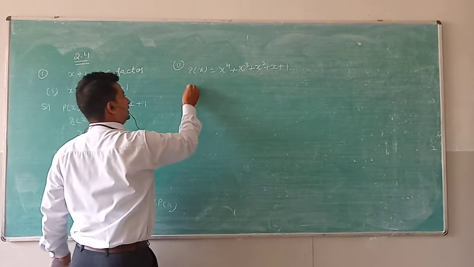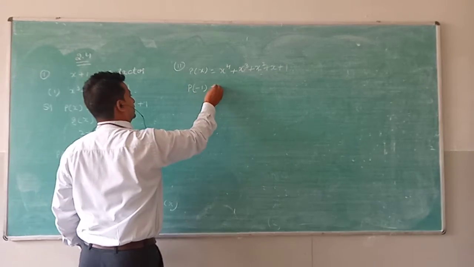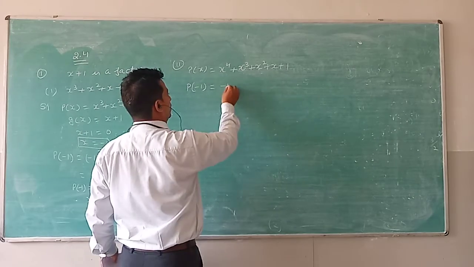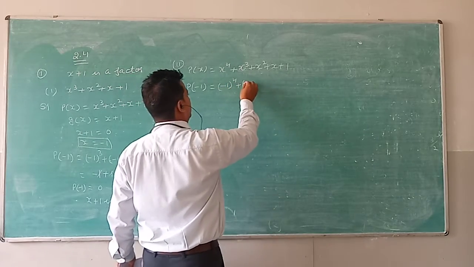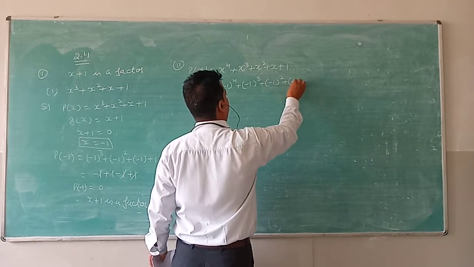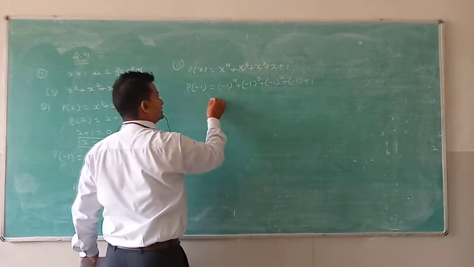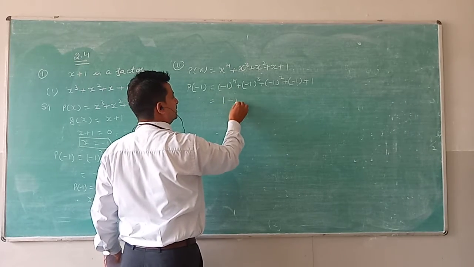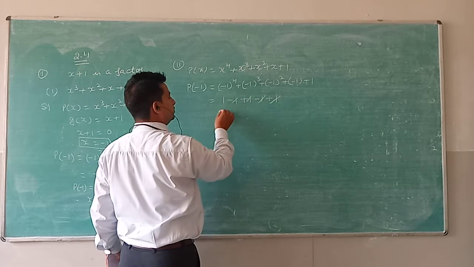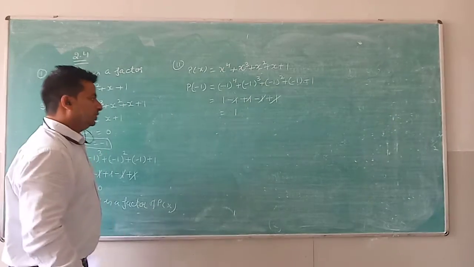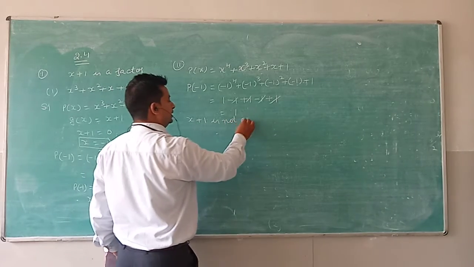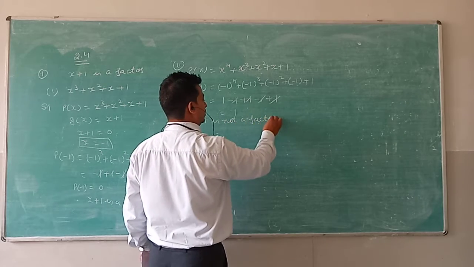In the second question, the polynomial p(x) is x power 4 plus x cube plus x square plus x plus 1. Here we check whether x plus 1 is its factor or not. For this, put x is equal to minus 1. Minus 1 power 4 is plus 1, minus 1 plus 1, minus 1 plus 1. These cancel out and the remainder is 1. So x plus 1 is not a factor of p(x).